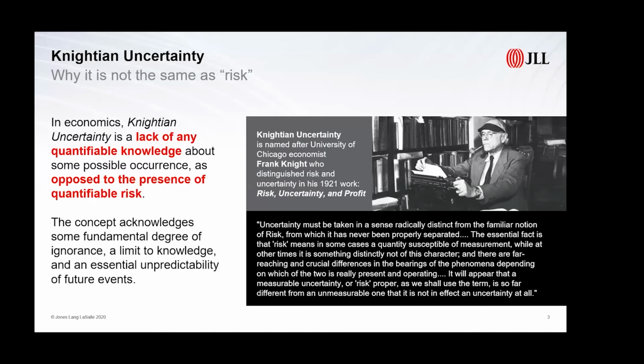I know the layperson tends to think of uncertainty and risk synonymously, but in economics, we don't. And it's an important differentiation that I want to make sure everyone understands. In economics, we think of uncertainty as something that lacks quantifiable knowledge. There's not enough data, there's not enough information. We know something could occur, or maybe even is likely to occur, but we don't have enough information about that thing to quantify it. And that differentiates from a risk. A risk is something that I can quantify.